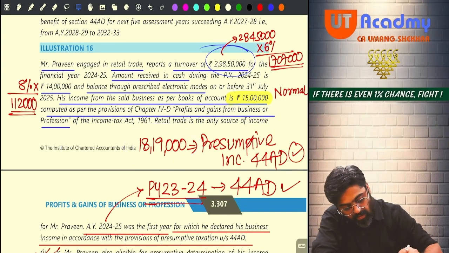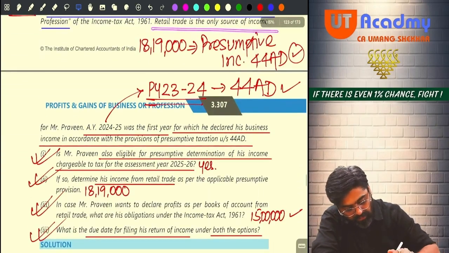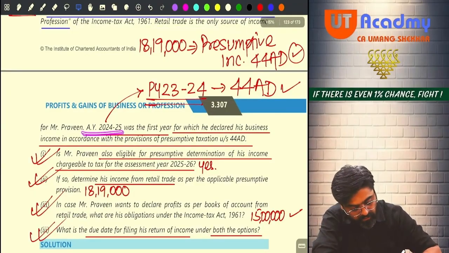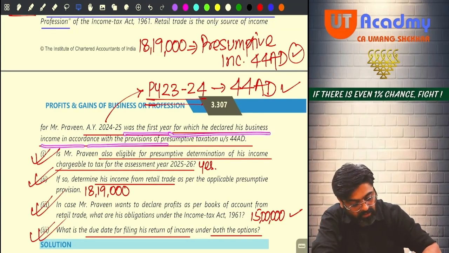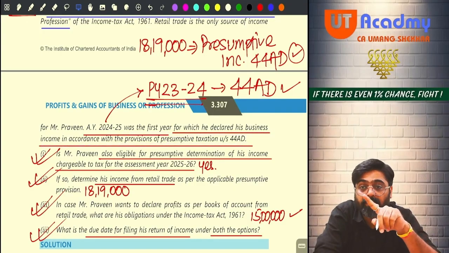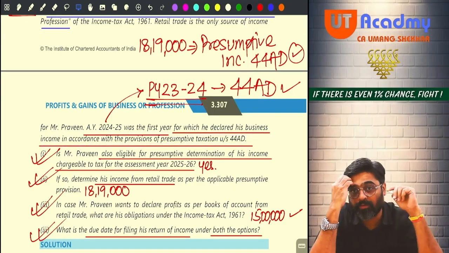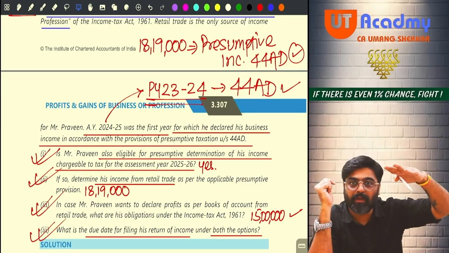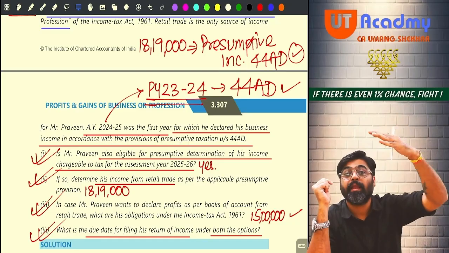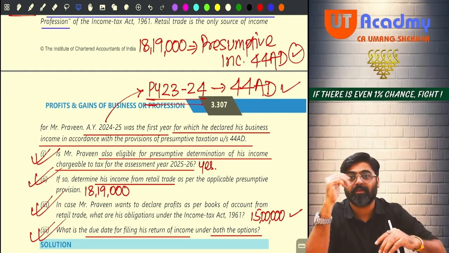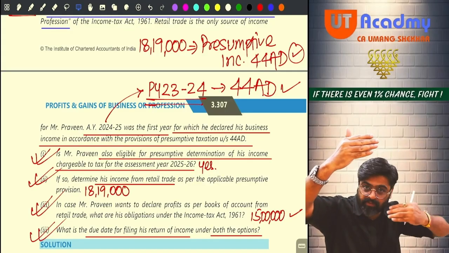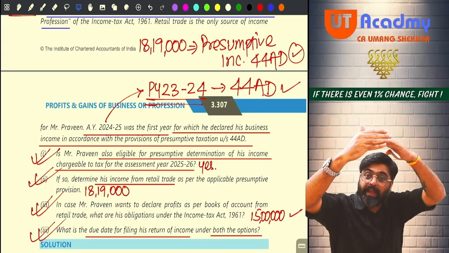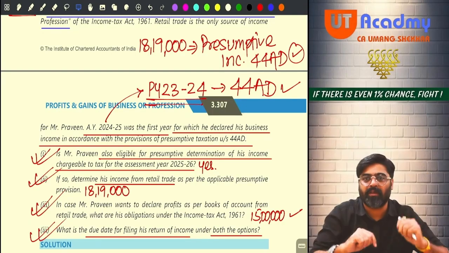Okay. Now, retail trade is the only source of income for Mr. Praveen. Assessment year 24-25 was the first year for which he declared his business income in accordance with the provisions of presumptive taxation. Wait. Assessment year 24-25 means previous year 23-24. So in the last year he showed presumptive provision for the first time. Can he show presumptive provision in this year? Yes. Last year if he followed for the first time, next 5 years he can follow. So this is the first year out of those 5 years.